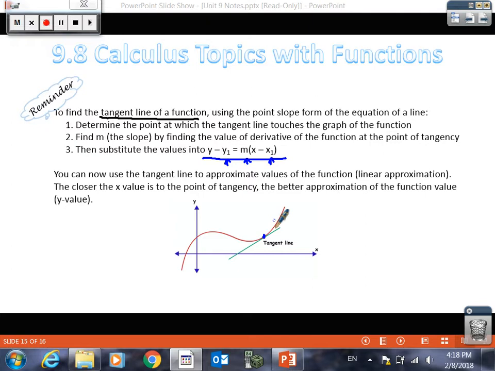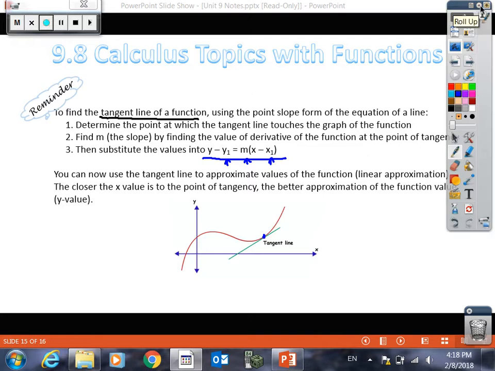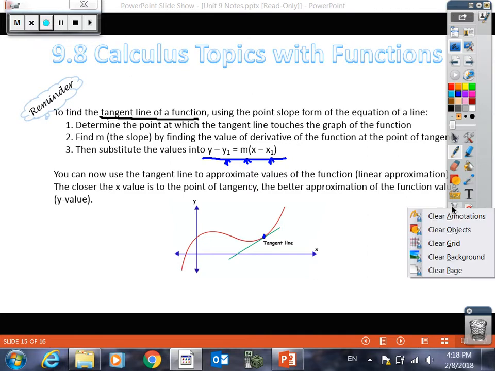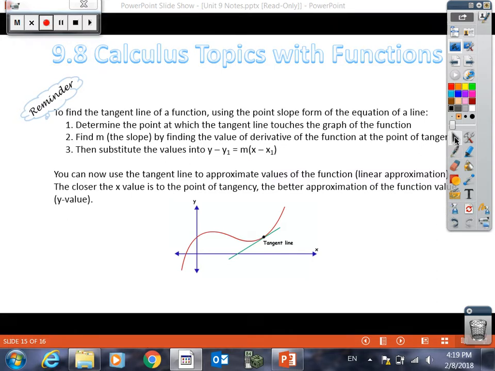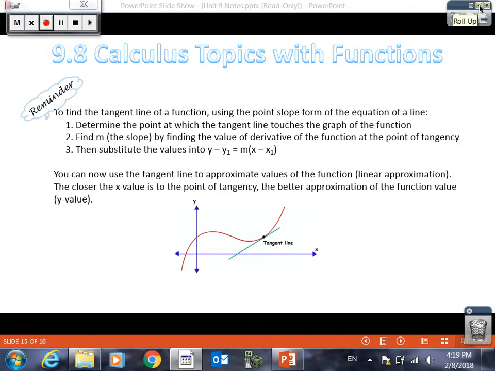We did do some of this, tangent line approximations, last semester with the trig functions. We used a calculator, just total calculator back then, but we have a little bit of a different scenario going on here. We're not really working with trig functions. Oh darn, I love trig functions. But we are still going to use the same kind of technique. We're going to find the equation of the tangent line, and we're going to use it to approximate values of the function. So that's our big topic for the day.